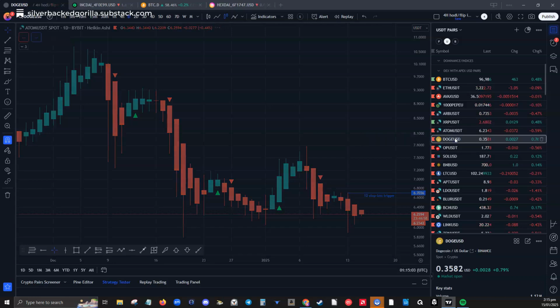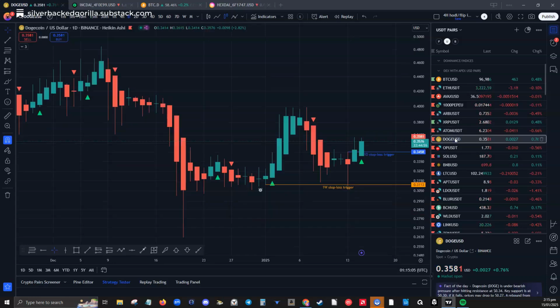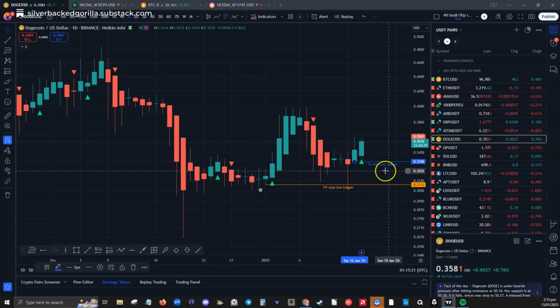Doge. Doge is actually, we've got a new long. We're going long. That's a new buy, and also we've got a buy signal on here as extra confluence. So that could be a bit of a changing point in Doge on the daily. Obviously we'll put a stop loss there at 33.5 cents.